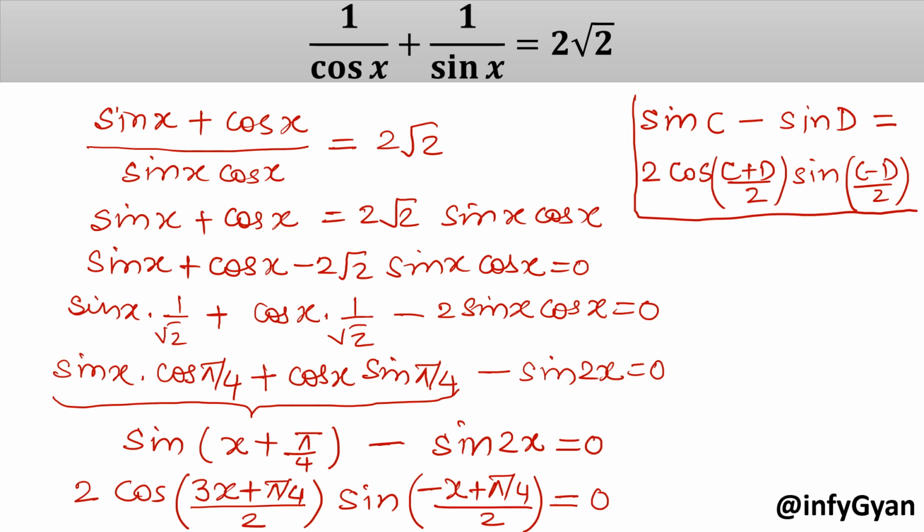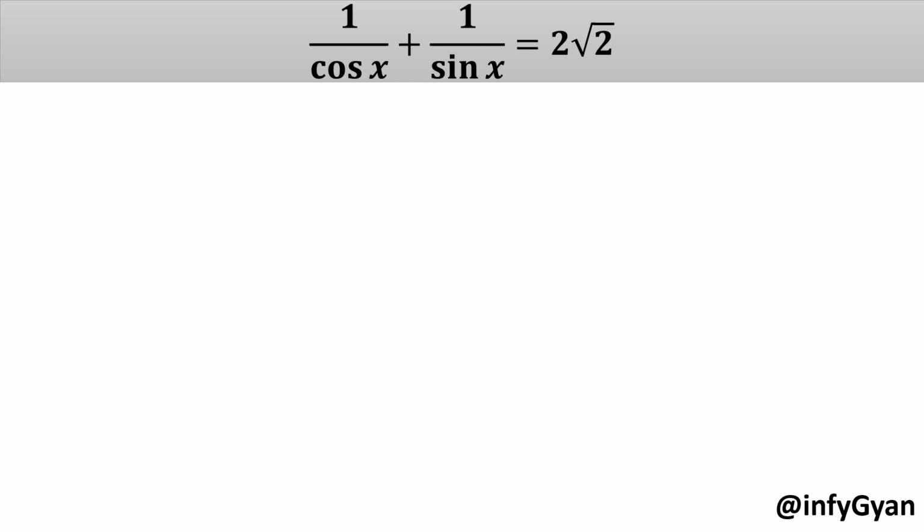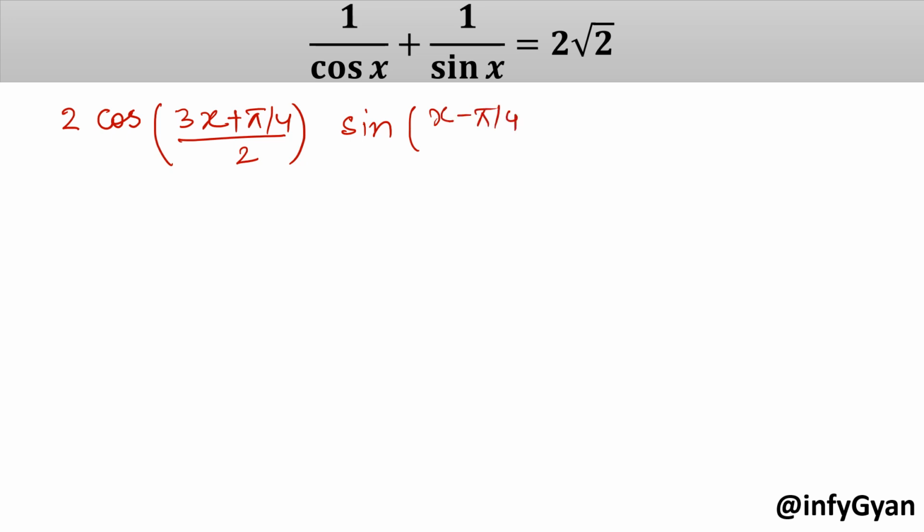Now in the next step I will write sine of minus theta as minus sine theta. So let me write 2 cos 3x plus pi by 4 over 2 into sine x minus pi by 4 over 2 equal to 0. Because the right hand side is 0, you can skip this 2 also.